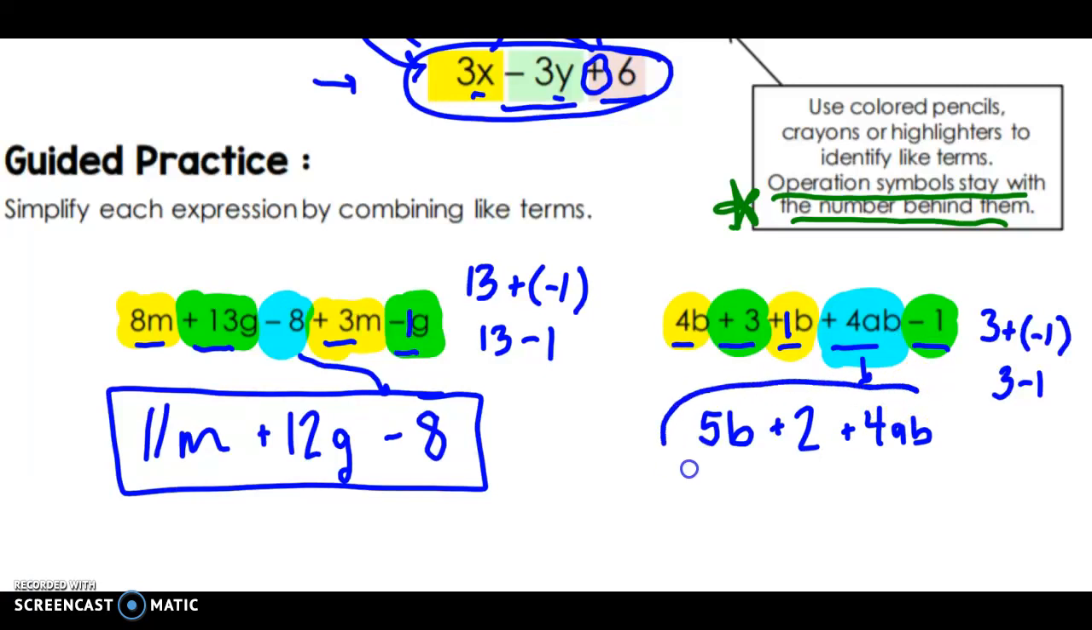So again, we just took 5 terms, combined them, and simplified it down to 3 terms down here at the bottom. And there's nothing else down there that I combined, so this would be my final answer.